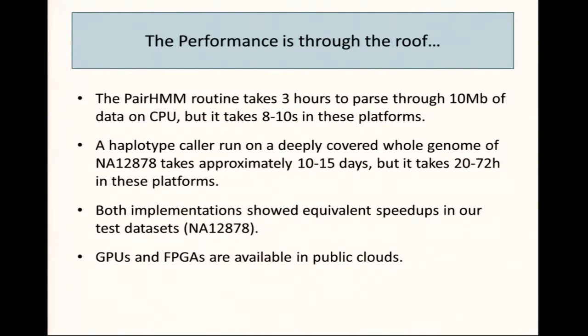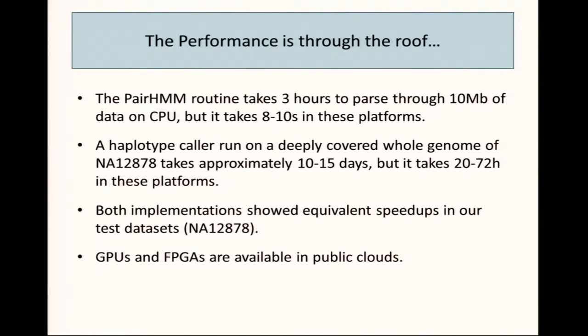The haplotype caller as a whole, which is much more than just the PairHMM, got a very significant speed up. These numbers you will never see because, again, we never run the GATK without being parallel and sending it to the cluster. But if you did, it would take approximately 10, maybe 15 days to run the entire haplotype caller on the NA12878 data set, whole genome deeply covered. But with the FPGA and the GPU, we got numbers between 20 and 72 hours. So this is only optimizing one routine inside the haplotype caller. This is very promising.